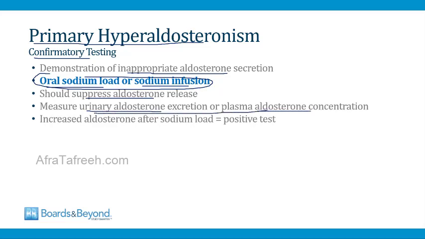If these levels remain high after a sodium load, then that's a positive test, and it means that the patient's adrenal glands are producing aldosterone even in the setting of a high sodium load, and that's abnormal. That means there's something in the adrenal glands causing them to over-release aldosterone, and that's evidence of primary hyperaldosteronism.